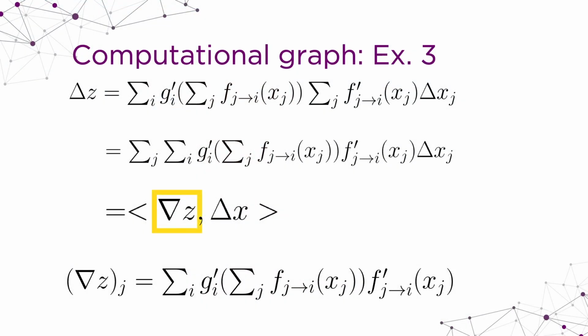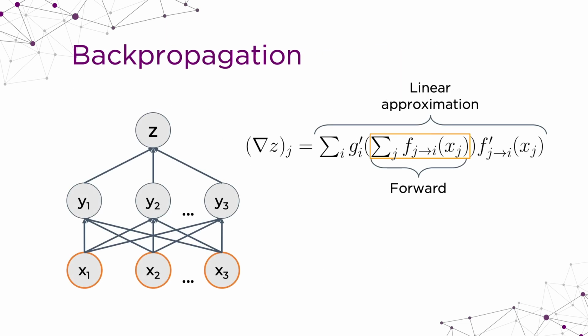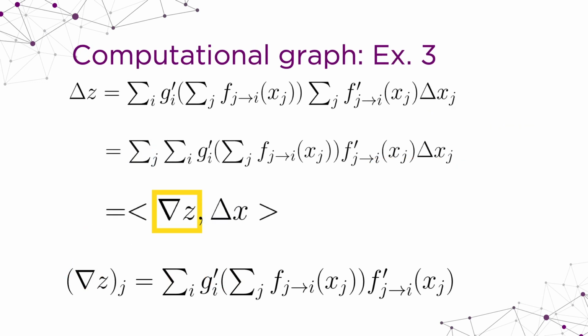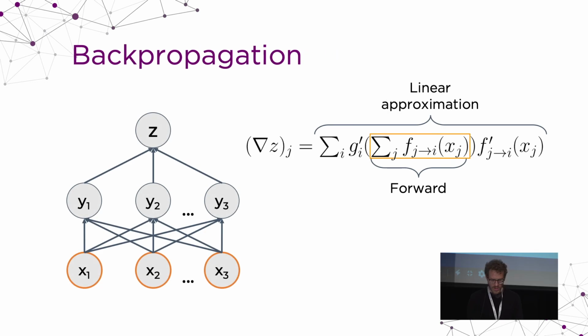Try to implement an algorithm to compute this gradient of z, the nabla z. So this is the definition of one component of this vector. This is a vector, this is a vector. So one component of the vector, the component j, is equal to this.